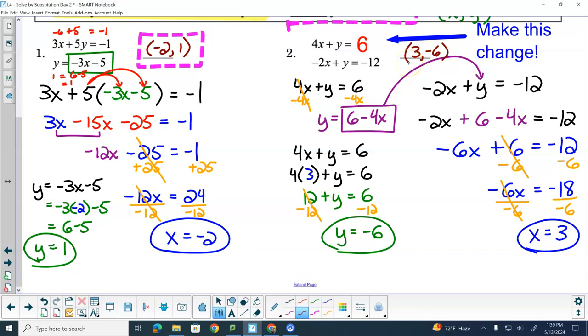Yep, so we can't finish it off yet, though, okay? 4 times 3 will be 12, plus negative 6, or positive 6. 6 equals 6. Is that equal to 6? Yeah. Okay, so that works out. Negative 2 times 3 will be negative 6.